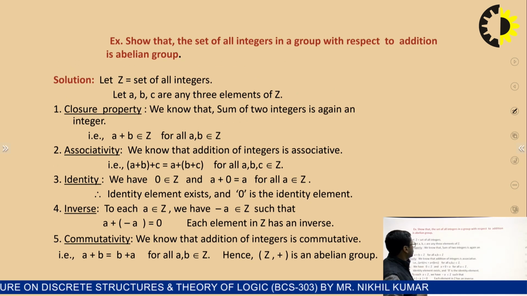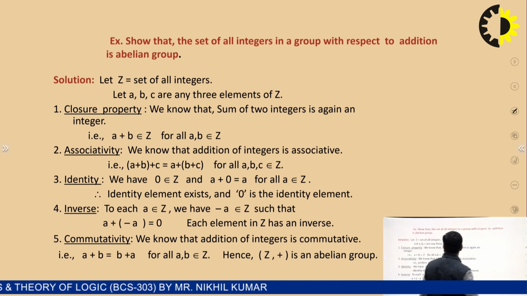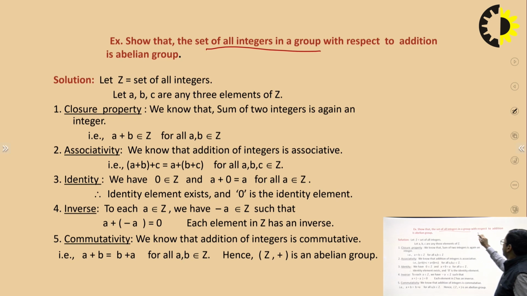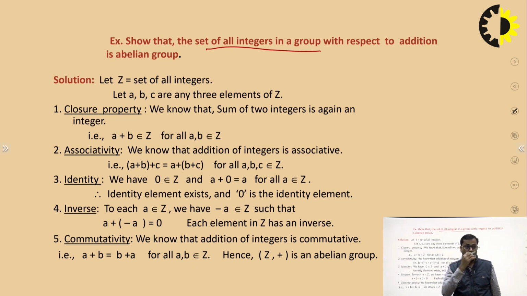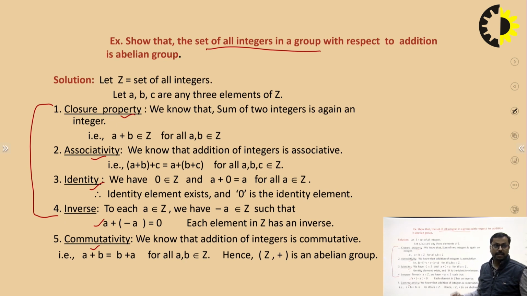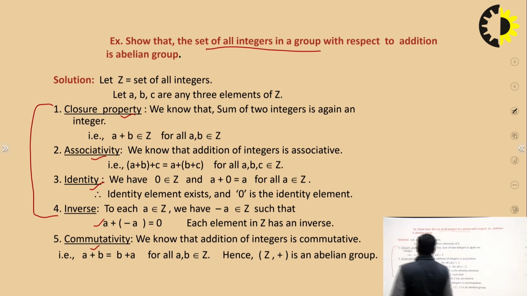The next one is that the set of all integers in a group with respect to addition is an abelian group. We know that the abelian group contains the five properties: closure, associative, identity, inverse, and commutative. The first four properties are also in the group features, and this one is the extra feature added in the abelian group. If we satisfy these properties, we can say that it is the abelian group.